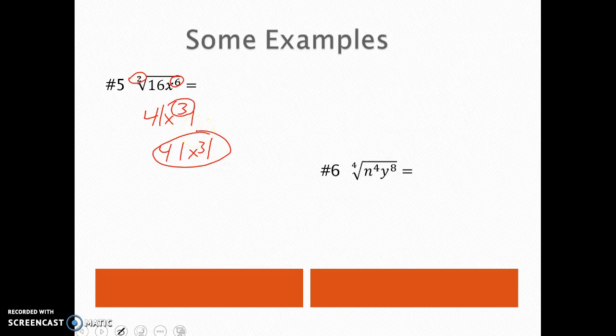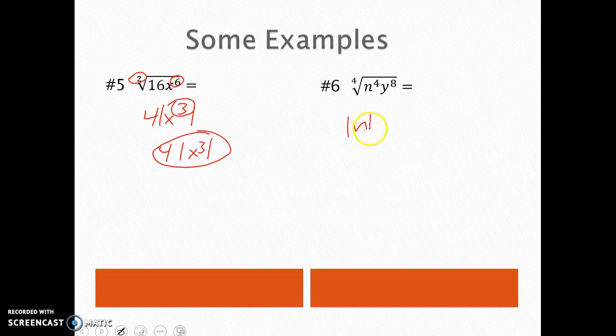Let's take a look at another example. Here's number 6. The 4th root of n to the 4th is just n, and that's an even index that simplifies to something that is odd, so it's the absolute value of n. And the 4th root of y to the 8th is y to the 2nd. Now I don't need the absolute values around the y to the 2nd because when I take y and square it, it's going to automatically be positive. So my final answer is just the absolute value of n and then y to the 2nd.